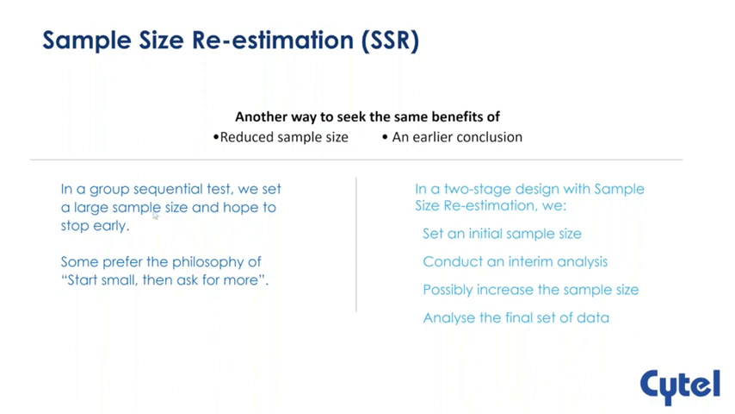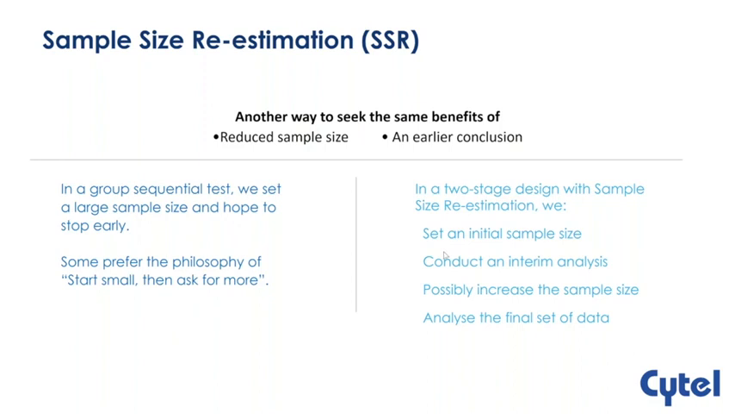And what happens in a group sequential test is we set up this large maximum sample size that we need to ensure power, but we hope to stop early. And what we've seen in these examples is it's very likely that the data will help us to stop early before that final analysis. The philosophy that I think underlies the idea of sample size re-estimation is we turn things the other way around and say we're going to start with a small study, but sometimes we'll ask for more. Of course, the end result is the same. In both cases, you get a range of possible sample sizes from small to large.